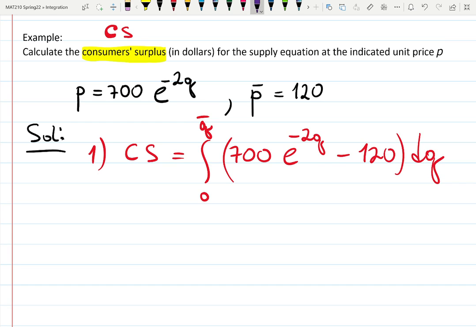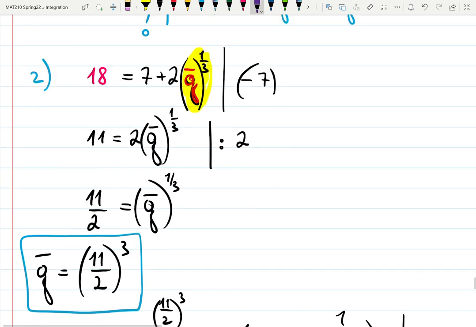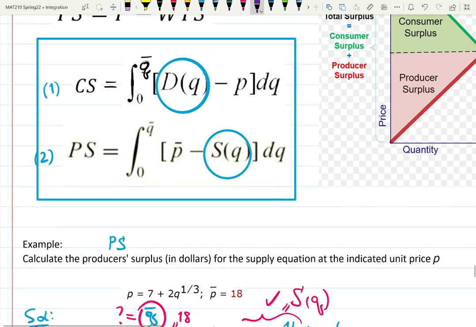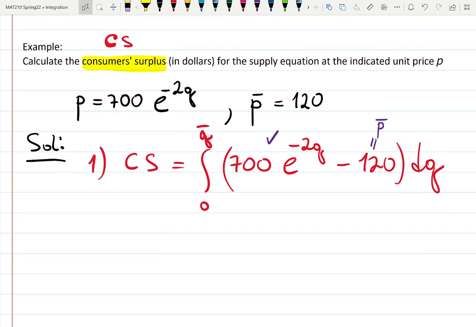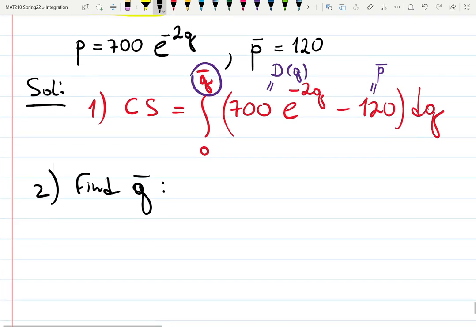Now let's check if we have everything to continue solving this problem. We were given p bar. We were given an equation, which, as you remember from this formula, is called the demand equation, so it's capital D. The only thing missing is q bar. Again, just like in the previous example, that will be a hassle. Find q bar with the given p bar.